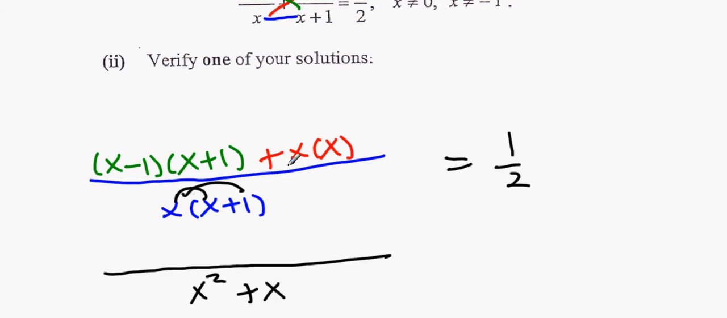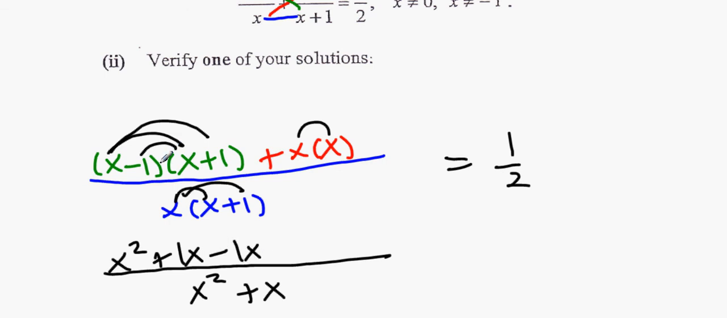The red part here, which is x, we'll multiply this part first. X by x is x squared. X by plus 1 is plus 1x. Minus 1 times x is minus 1x. Minus 1 times 1 is plus 1. And that's going to be plus x squared on top equals a half.